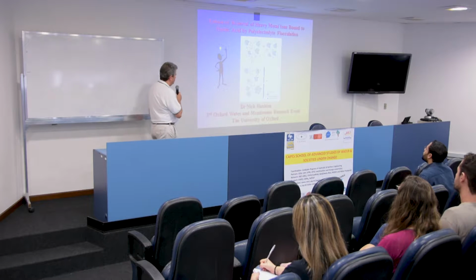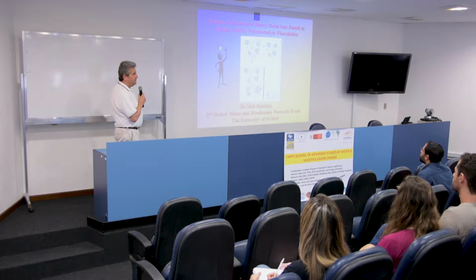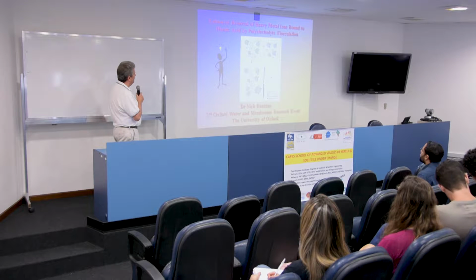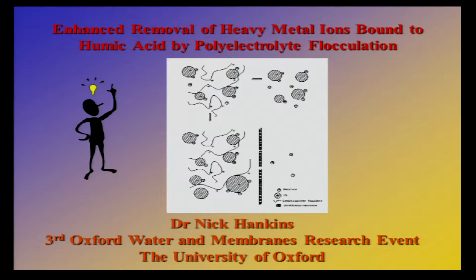So for the first lecture, I'm going to talk to you now about another project we've done, which is on polyelectrolyte flocculation. And in this case, we're going to have a project where we look again at the removal of heavy metal ions, but this time we're going to use humic acids.